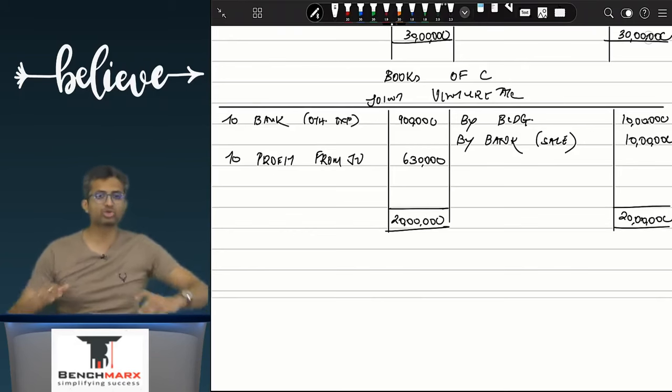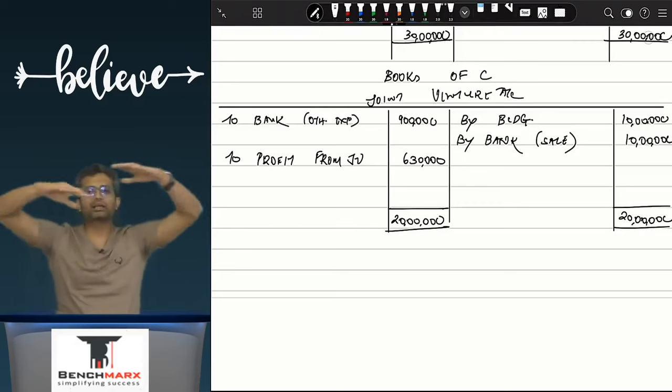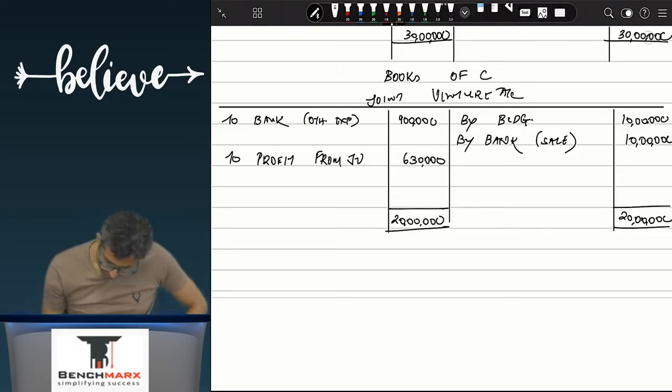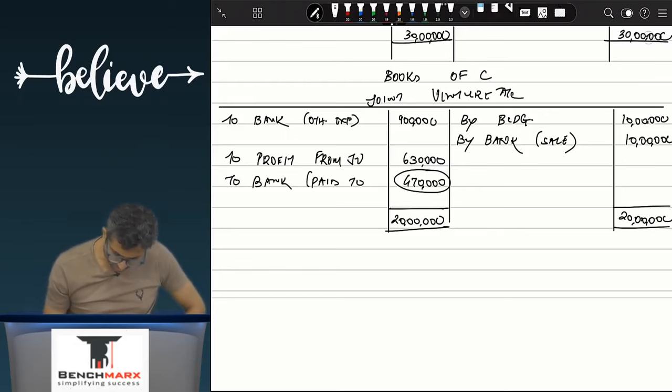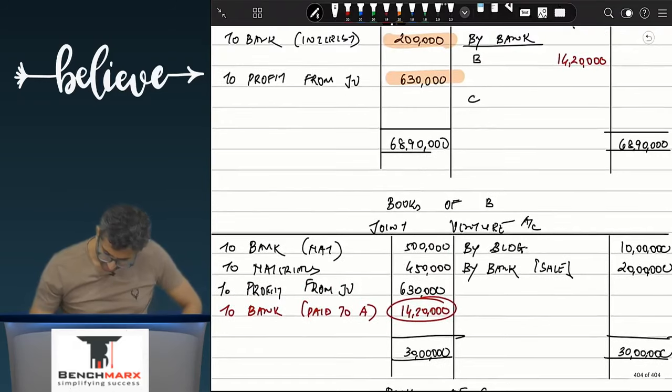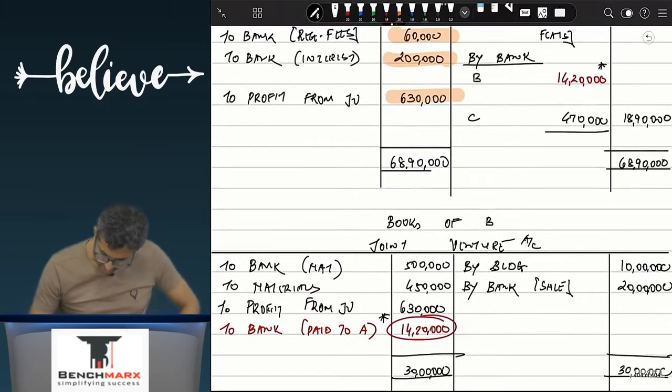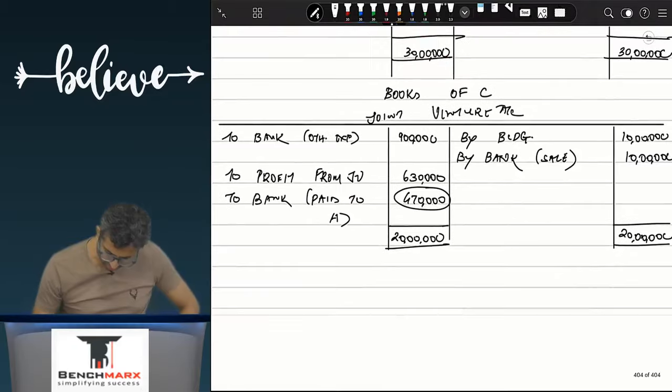Usually when you used to do in your CA foundation, you used to prepare a big ledger if you remember, partnership ka, with partners. So this is balancing figure. How much is that? 2,70,000. Where will this go? To bank, into bracket paid to A. 4,70,000. See if this does tally. Yes, 18,90,000. So when you are revising, you can see asterisk mark 1. Where did 1,420 come from, sir, over here? Where did 470 double asterisk come? Well, this came from here.